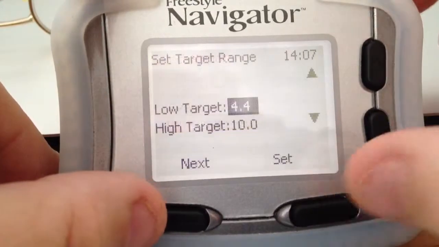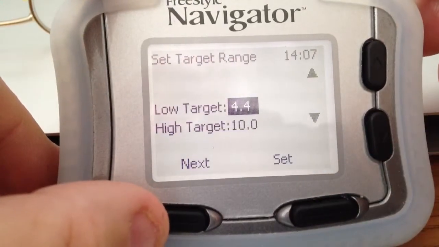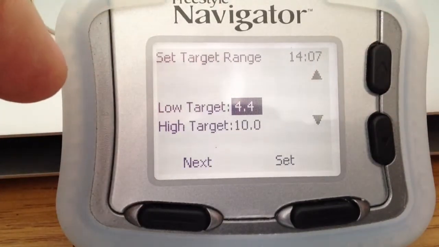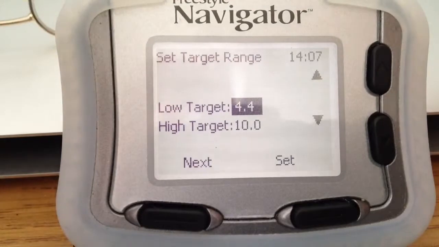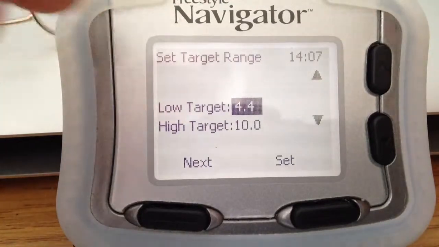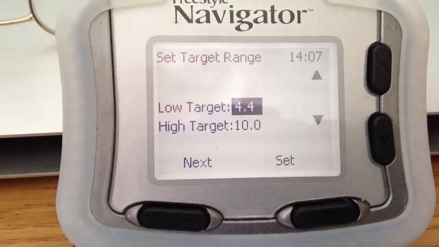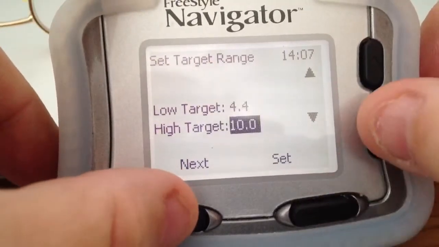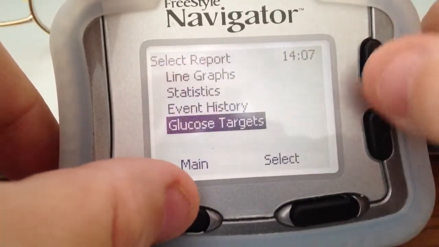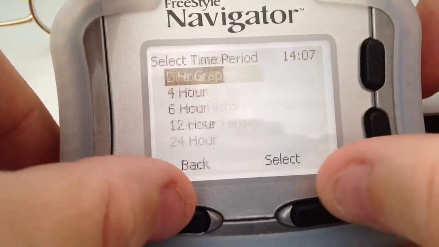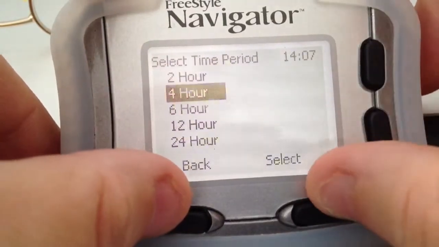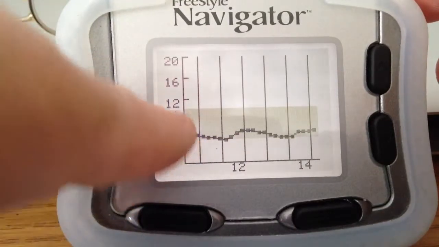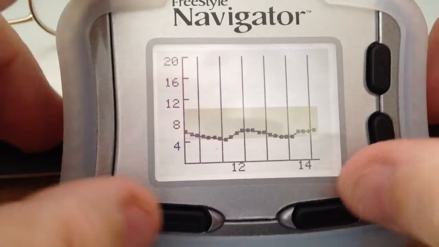You can also set the glucose targets, and this is how the graph shades. So if you wanted the graph to go darker grey between 4.4 and 10, that is normally what I try to aim to have my blood sugars within, and if not, you can see it. So if I go into the line graphs here, you can see this darker grey here is 4.4 to 10 millimole.